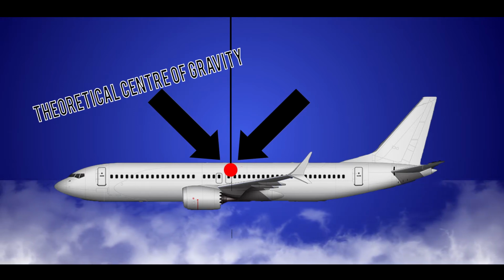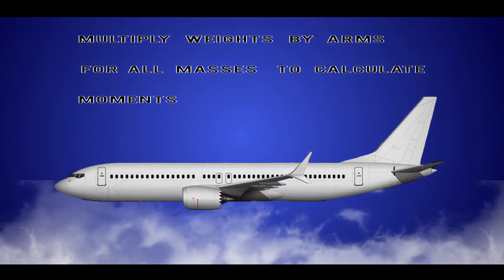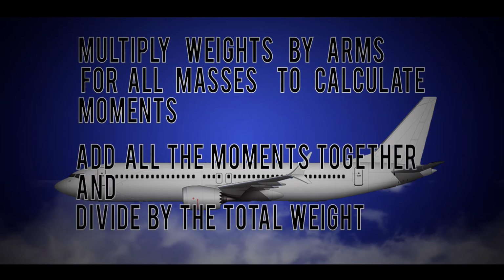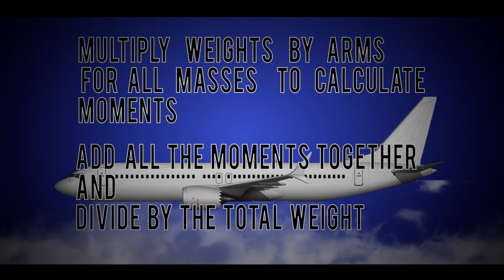The centre of gravity is found by determining the weights and arms of all masses within the aircraft. Multiply weights by arms for all masses to calculate moments. Add the moments together, then divide the total moment by the total weight.